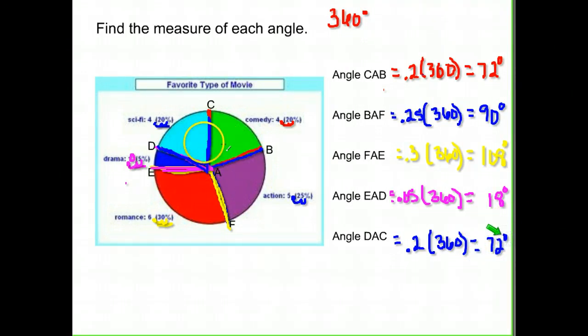Okay, so we were able to find the measure of each of these angles. 72 and 72 here. One is 90 degrees, this one was 108, and this one was 18. Now when you total these, they should add up to be a total of 360, because together they make the full circle, and if you total them, they are, in fact, 360 degrees.